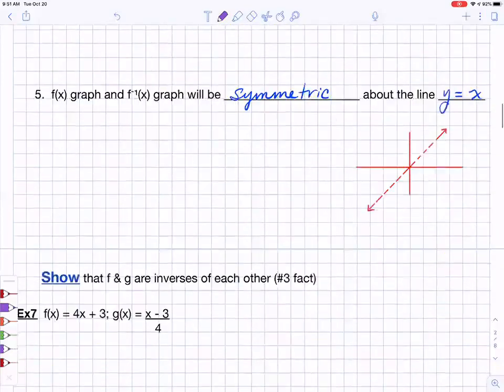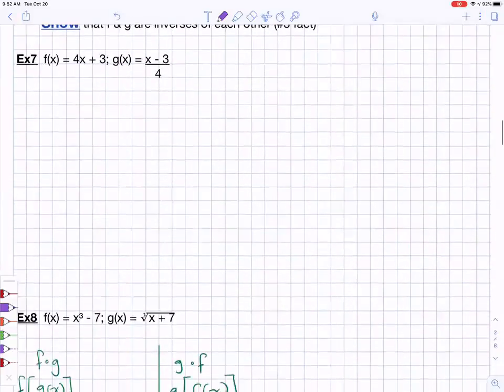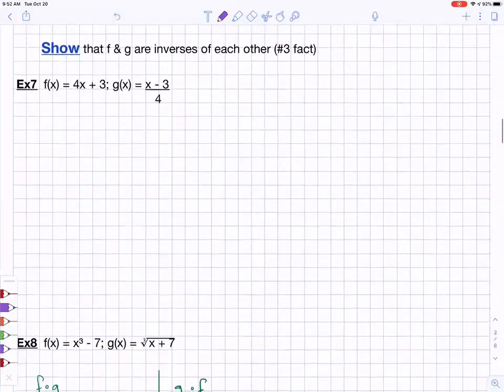All right, so I'm going to skip that. Did you guys have any questions from that particular part of the video? No questions? Okay, so then let's jump into example number 7. Example 7 says to show that function f and function g are inverses of each other.